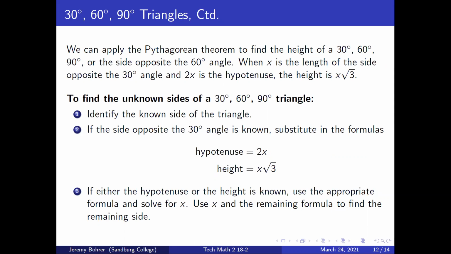To find the unknown sides of a 30, 60, 90 triangle, first identify the known side of the triangle. If the side opposite the 30-degree angle is known, substitute in the formulas: hypotenuse equals 2x, height equals x times the square root of 3. If either the hypotenuse or the height is known, use the appropriate formula and solve for x. Use x and the remaining formula to find the remaining side.